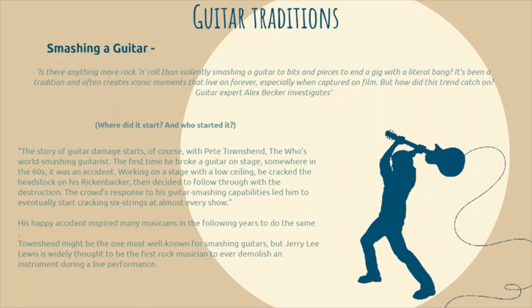Breaking a guitar must have some origin story, correct? Let me share it. The story of smashing it started somewhere in the 60s when a guitarist named Pete Townsend accidentally cracked the headstock of his guitar when he was performing on the stage with a low ceiling. Seeing the reaction of his audience, he continued to demolish the remaining of it. That's how this happened. Accidentally, this inspired many musicians to break their guitars on stage.